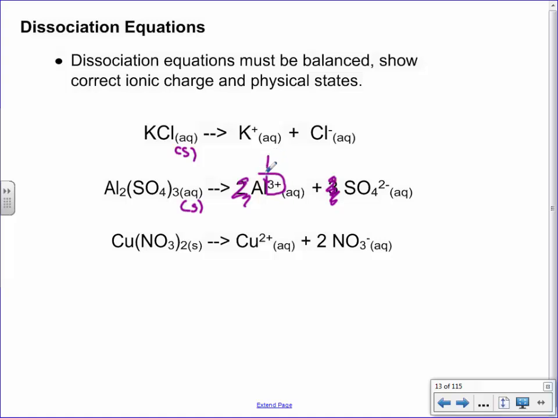Here there would be 3 positives. Here there would be 2 negatives. 3 positives and 2 negatives on balance. You get what I'm saying? So you do need to make sure you balance a dissociation equation when things just dissociate and break into pieces. But don't forget the little details still. One last one here. 1 copper and 2 nitrates breaks up into 1 copper and 2 nitrates.